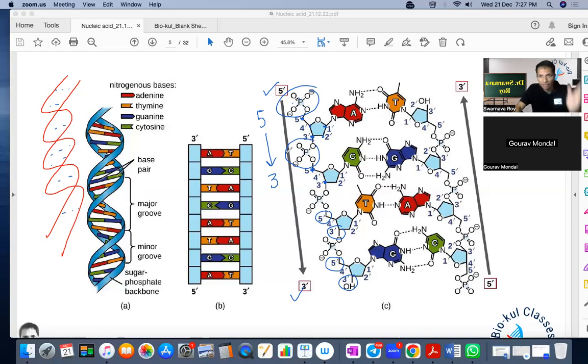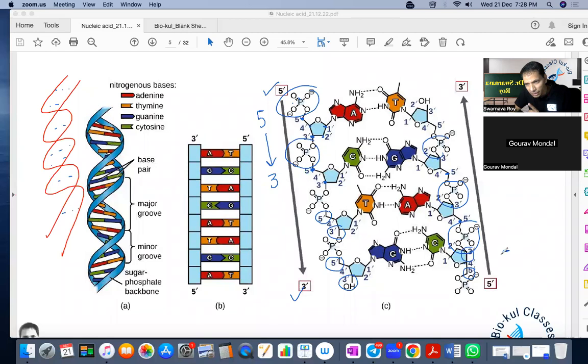Look at the opposite strand. Here it is running opposite. 5, 3. Right? Look at how the sugar and the phosphate are attached. Here the fifth carbon is attached to the phosphate. Here the third carbon is attached to the phosphate. Again, fifth carbon to the phosphate, third carbon to the phosphate, right?